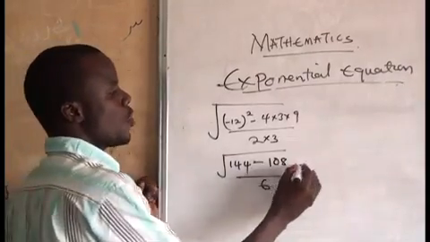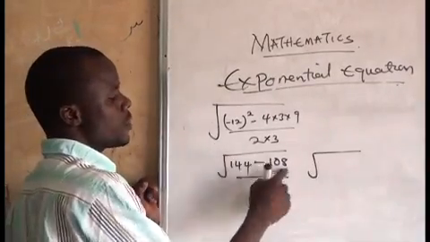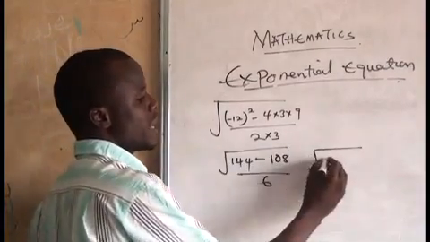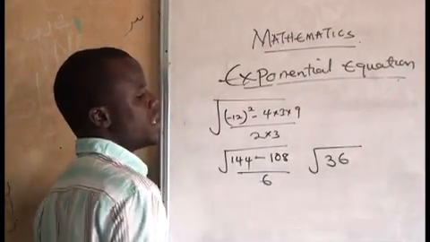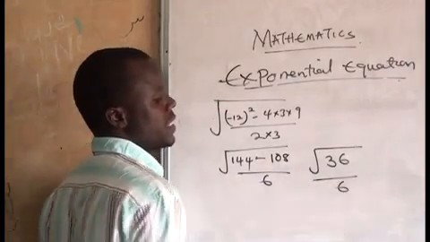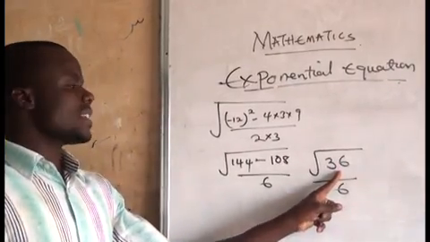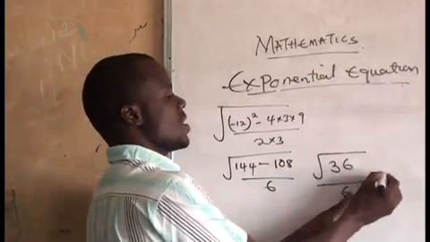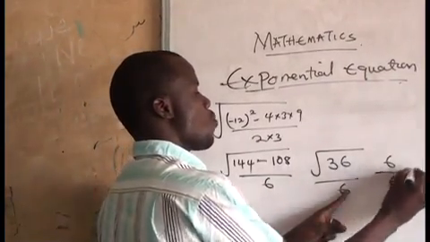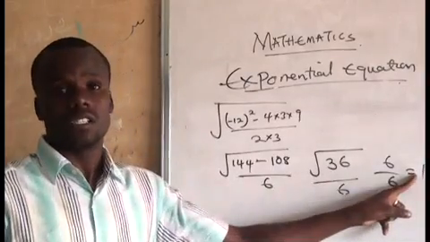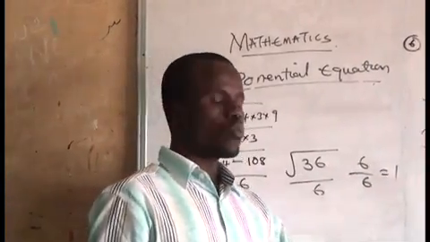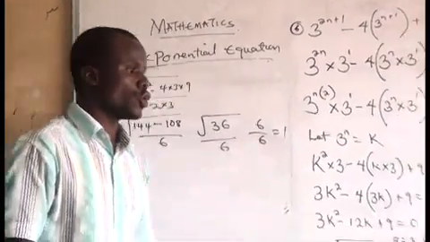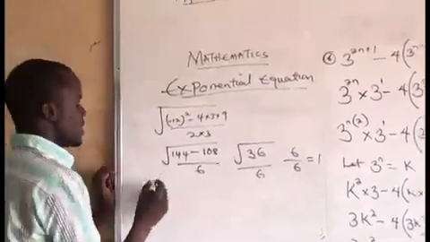So the root of 144 minus this, we can now say 144 minus 108, we have 36 all over 6. Then the square root of 36 we know is 6. 6 divided by 6 we have 1. So it can be factorized, definitely. But since we have 3k squared minus 12k plus 9 equals to 0, we can factorize it and see.